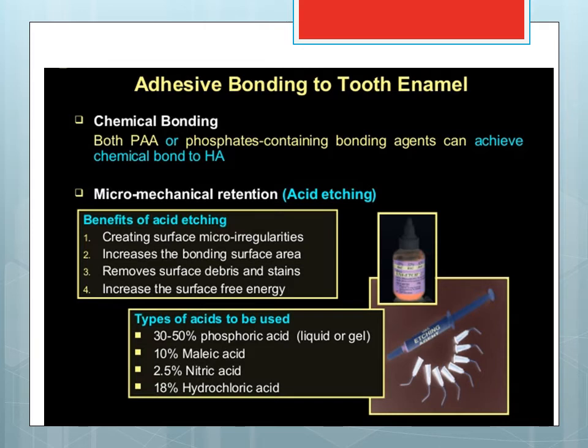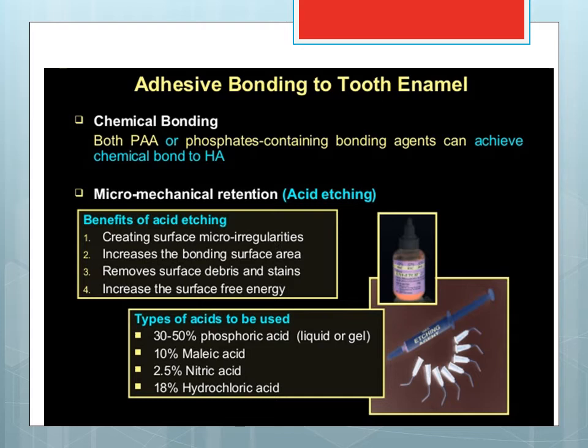So let's talk about bonding to tooth enamel. Basically, chemical bonding: we have different bonding agents, and like I mentioned, glass ionomer cements can bond directly by forming a chemical bond to the hydroxyapatite in the enamel, and they don't require etching or any other kind of bonding agent. Just apply them directly and they can make a chemical bond. Then the micromechanical retention, which is present in composites, can only occur by acid etching.